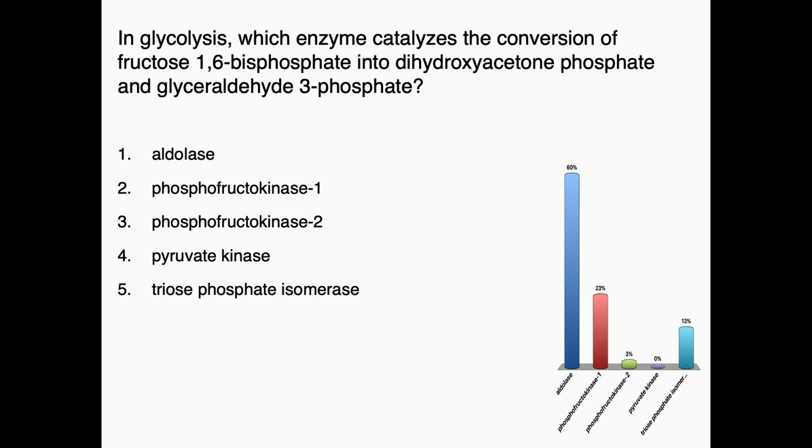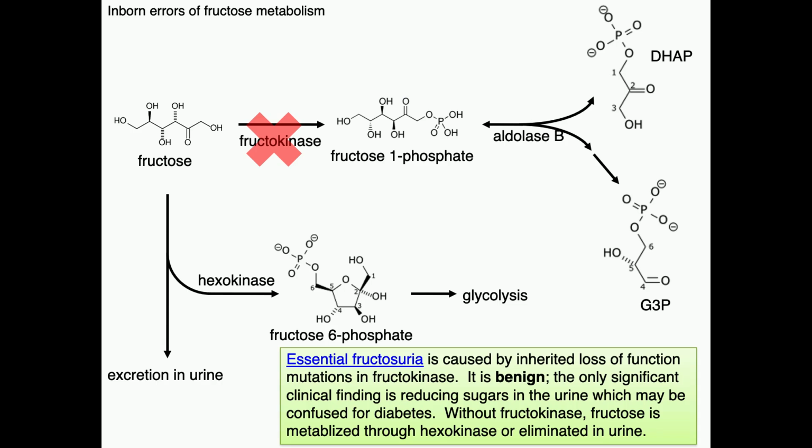So with respect to fructose metabolism, there are only two that we have to worry about: a fructokinase deficiency, and then an aldolase B deficiency. The fructokinase deficiency results in a condition called essential fructosuria. And essential fructosuria is benign. So it has no adverse symptoms whatsoever.